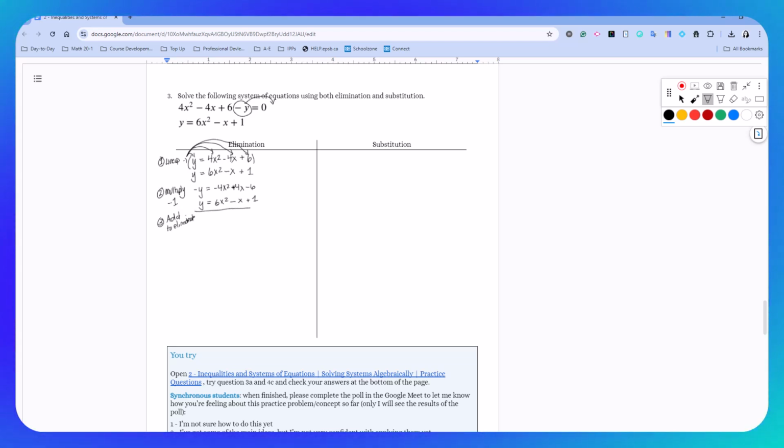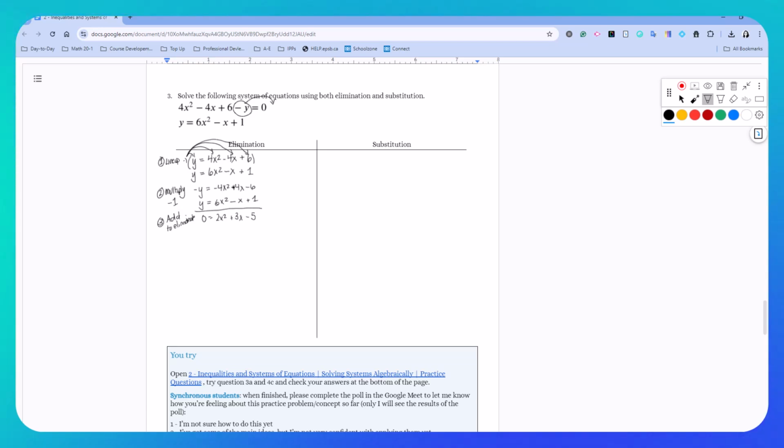Very bad at spelling. Negative 1 and y, well, that's 0. Negative 4x squared plus 6x squared gives us 2x squared. And then 4x plus a negative x is 3x. And then negative 6 plus 1 is negative 5.